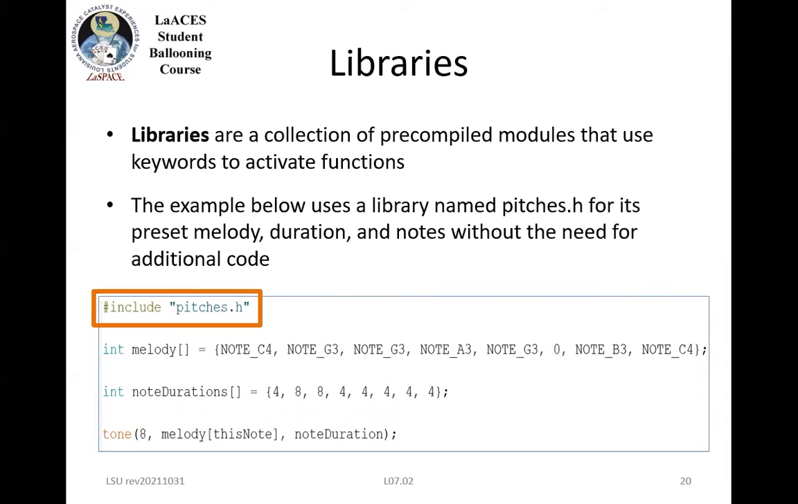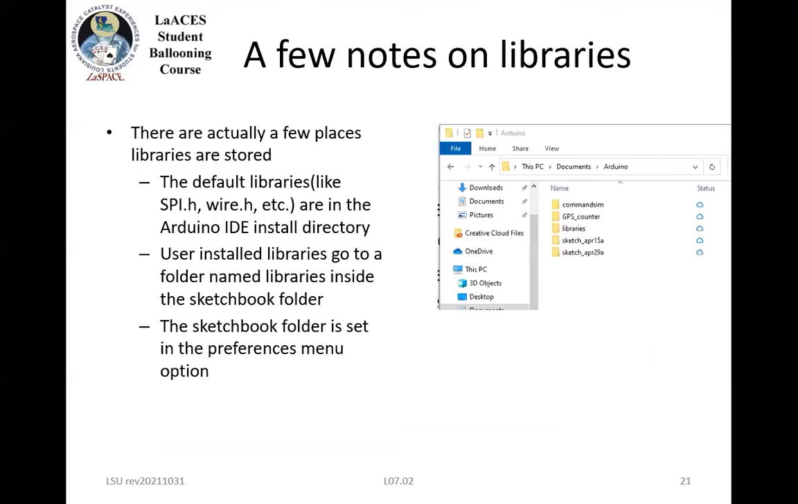So one thing that we're quickly going to run into is using libraries, right? A library is some externally defined set of code that has predefined functions, right? So the way that you include libraries is you use this include statement with the name of the library. So right here, we've included a library called pitches.h.